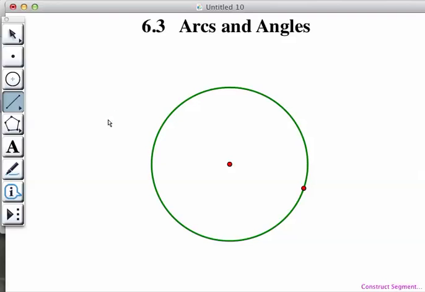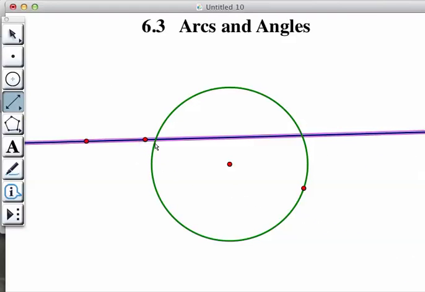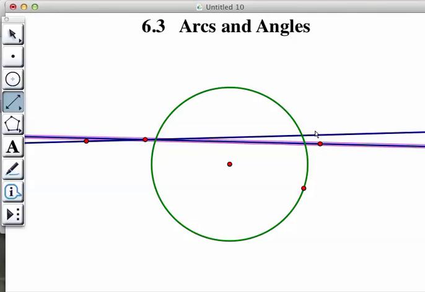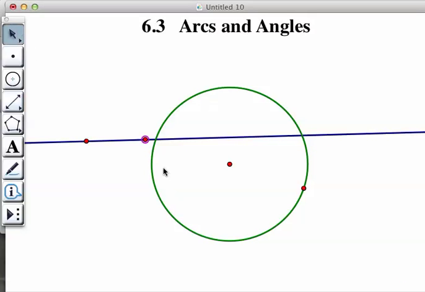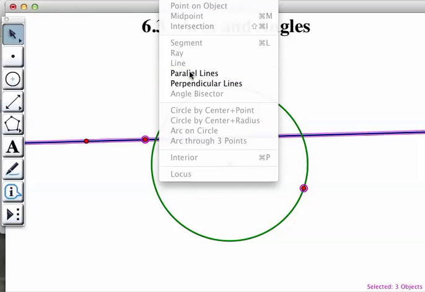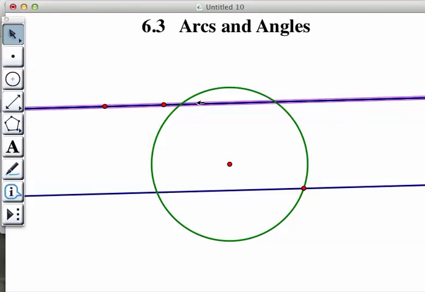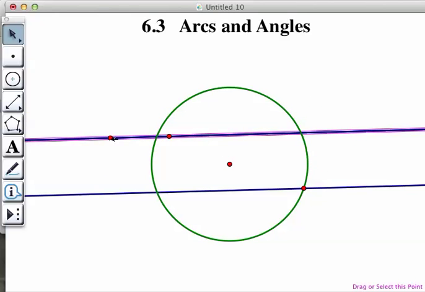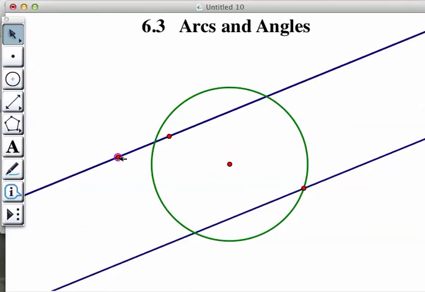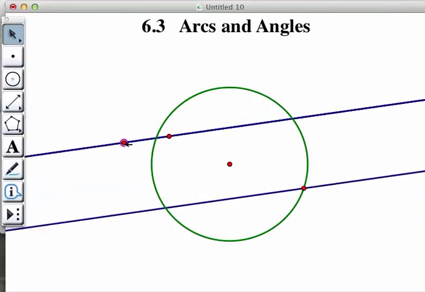Now, I'm going to make a line. Get over here to my line tool. I'm going to make a line. And then I'm going to choose this line, and I'll choose this point. I'm going to construct a parallel line. So now, it doesn't matter how I move these lines, they will stay parallel to one another all the time.